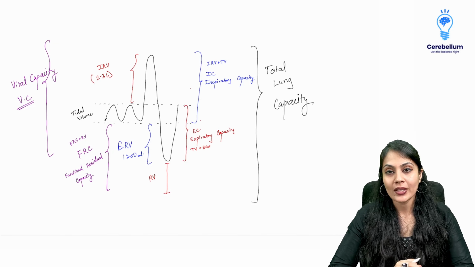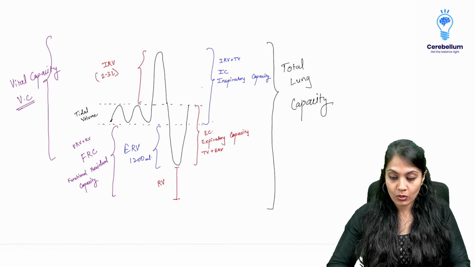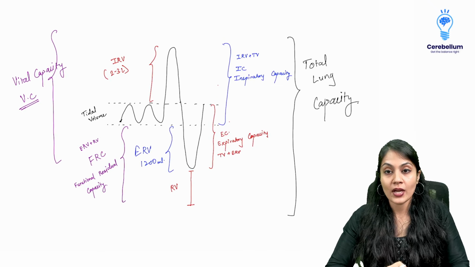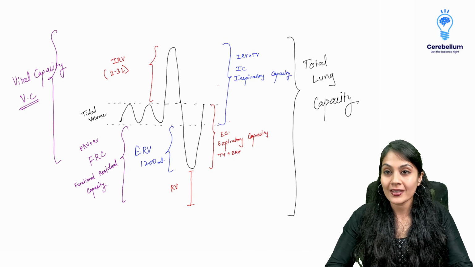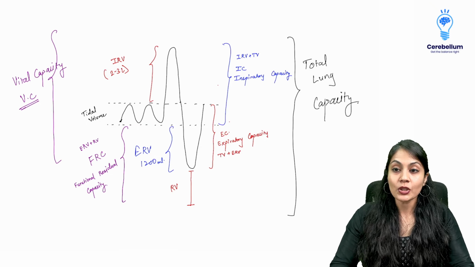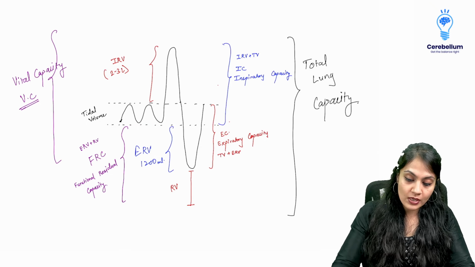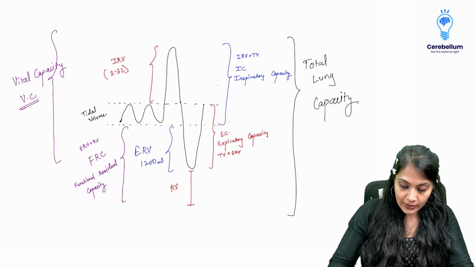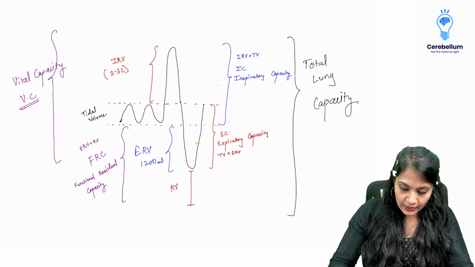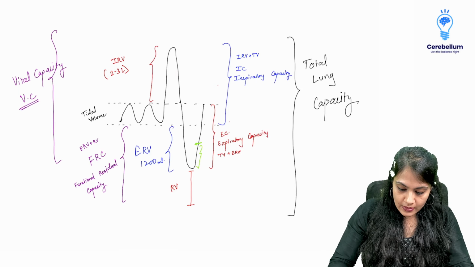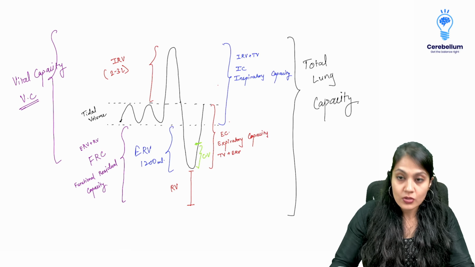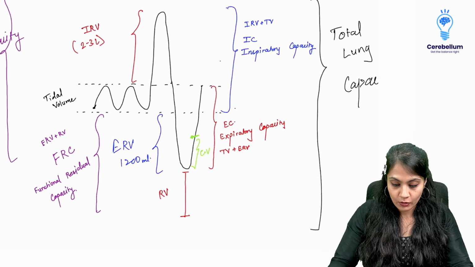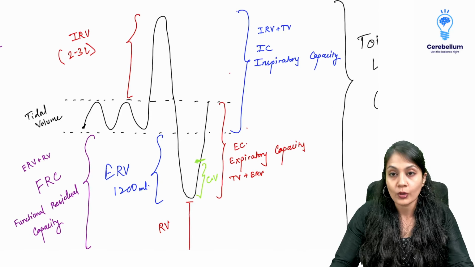Now, there is one thing you must have seen. All of you must have seen this diagram. One thing I'm going to tell you extra in this is that there is something known as closing volume. Closing volume. What is it? For now, just remember that this is the end part of ERV. The end part of ERV is known as closing volume.